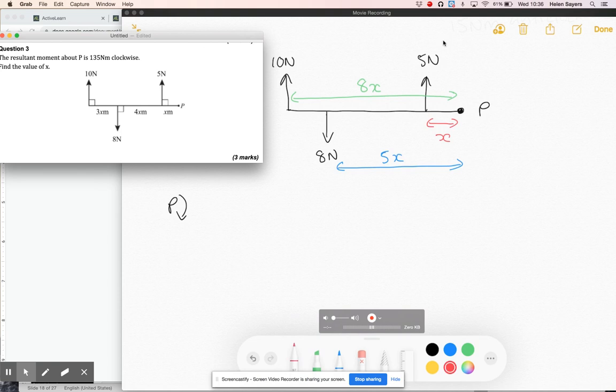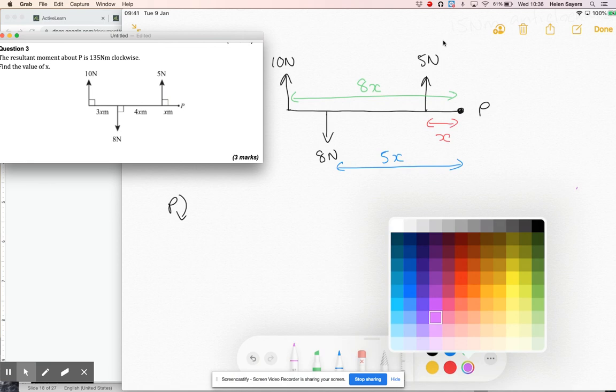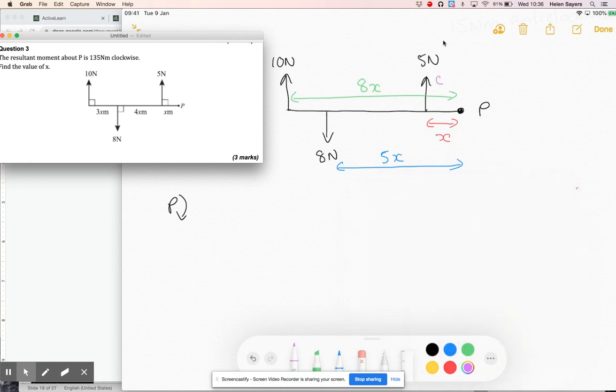So in fact, let's label it in a colour I've not used. Okay, so that's going to be turning it clockwise. And then by the same logic, so is the 10 Newton force. So they're both going to be causing clockwise moments. That's going to be a 5 Newton force times the distance of x plus a 10 Newton force times the distance of 8x.